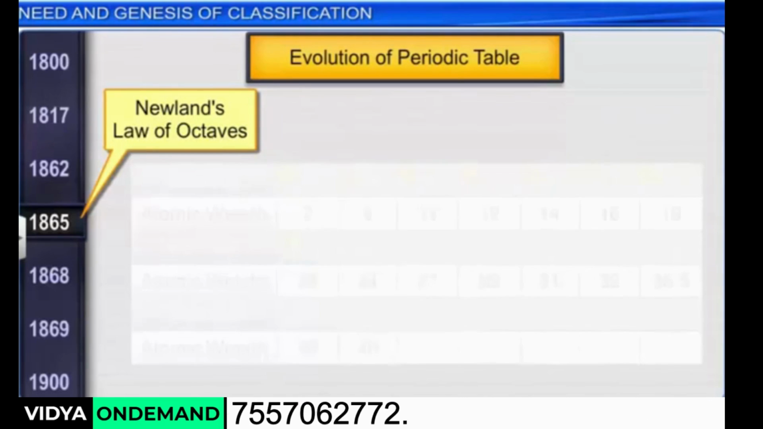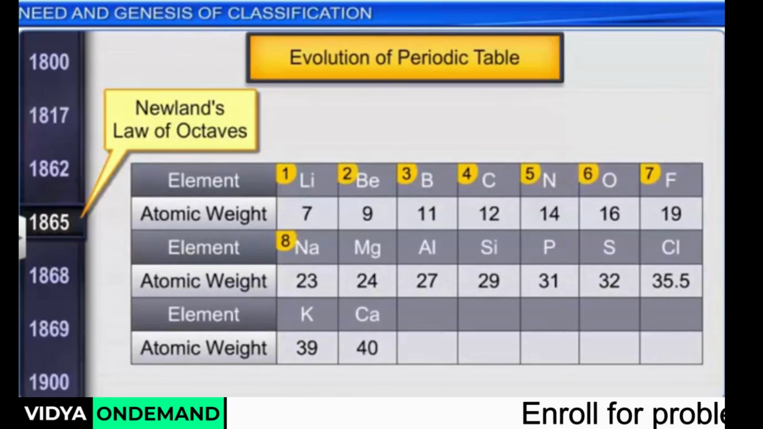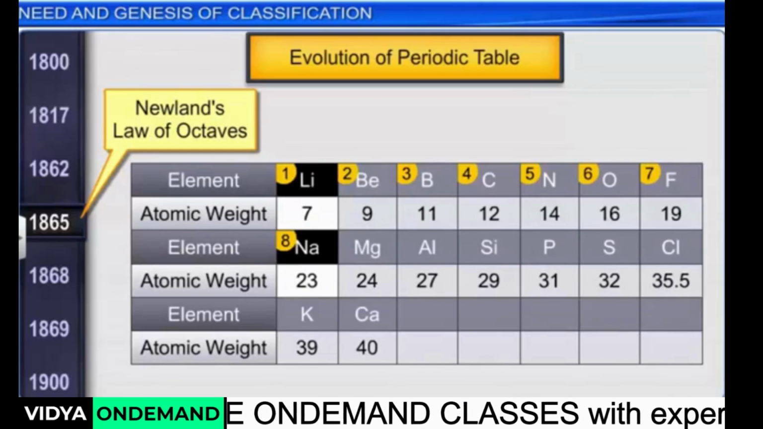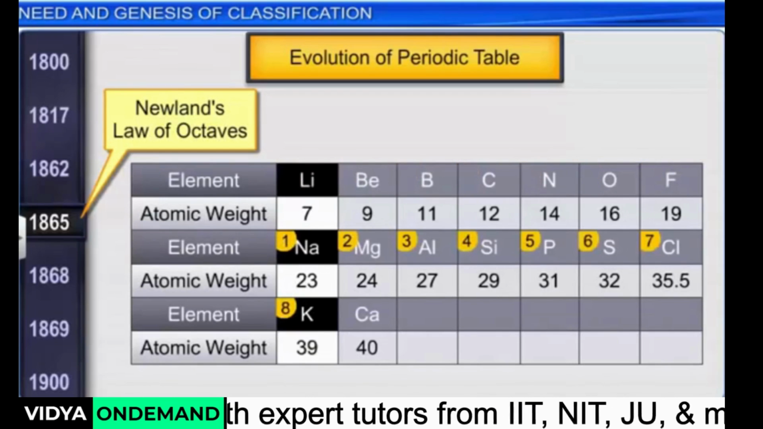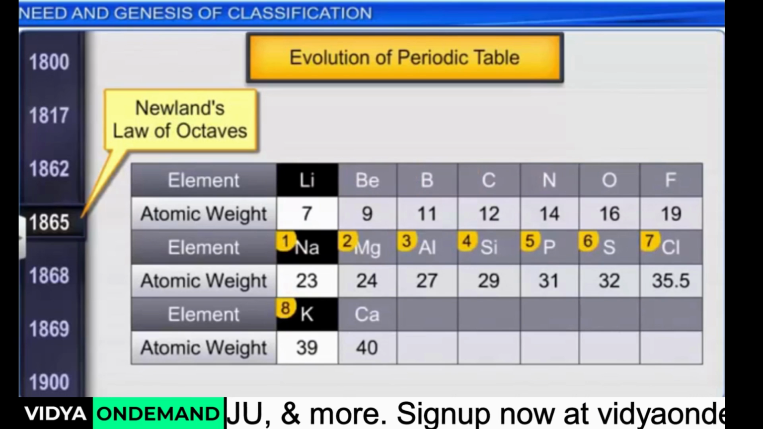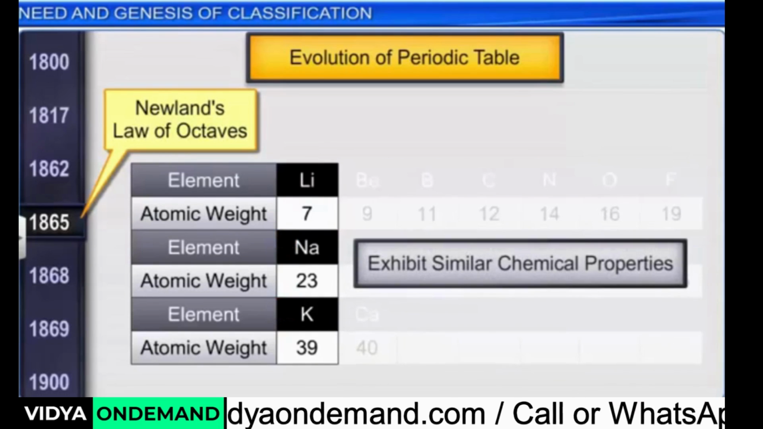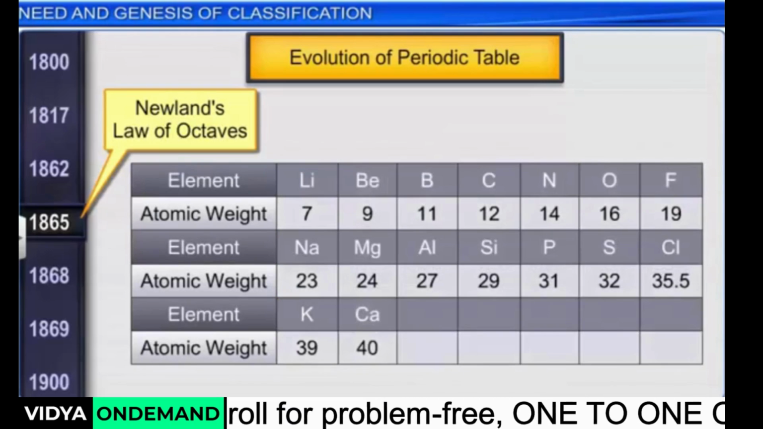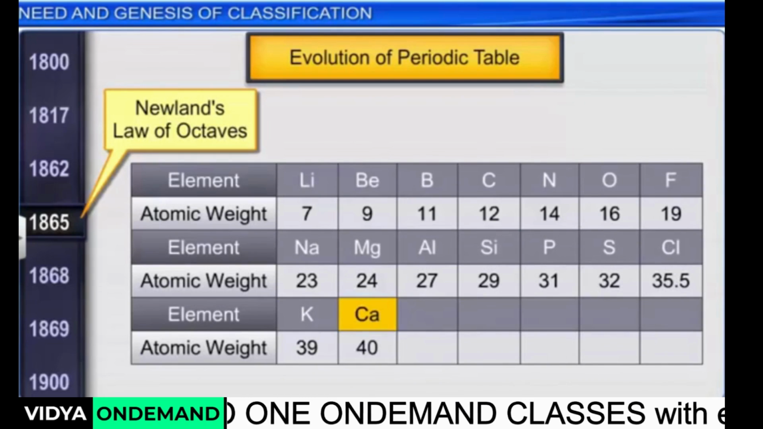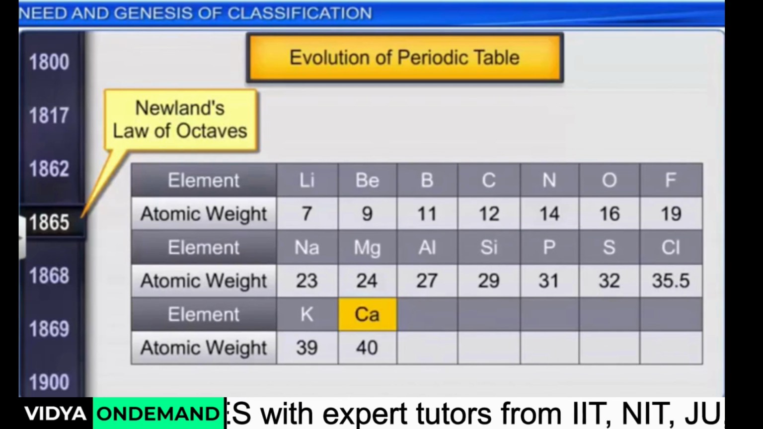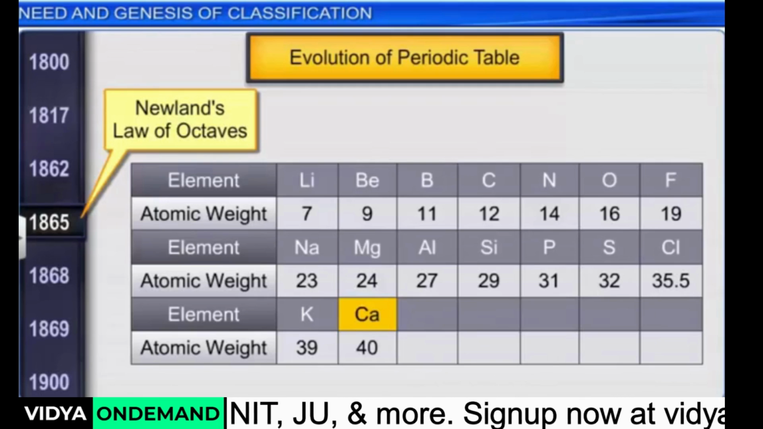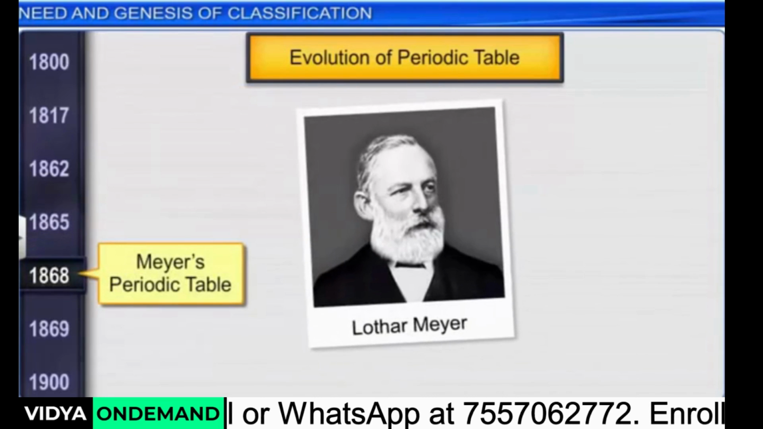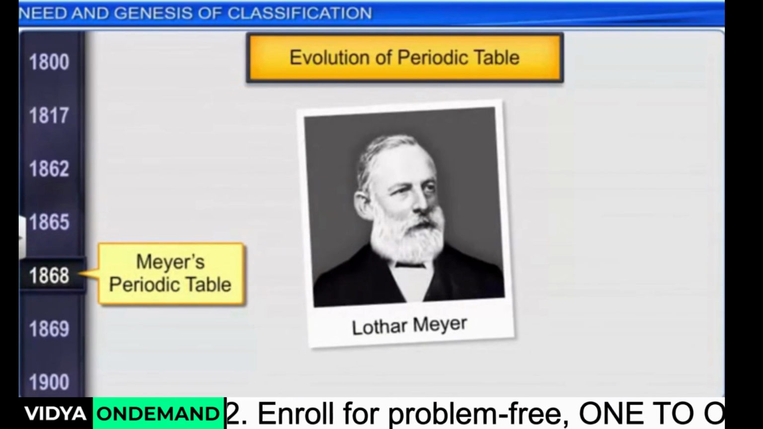For example, in Newland's periodic table, the 8th element after lithium is sodium, and the 8th element from sodium is potassium. All these elements are similar in their chemical properties. However, Newland's law of octaves was not found to be true for new elements found after calcium. This led the German chemist Lothar Meyer to develop a table of the elements that closely resembles the modern periodic table.